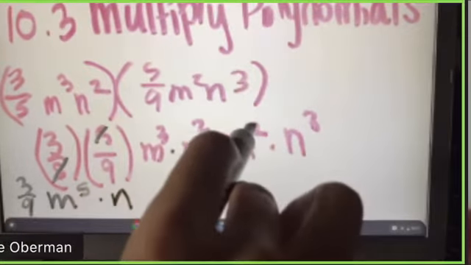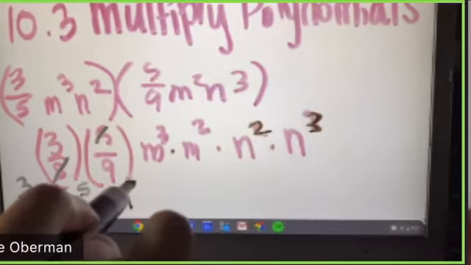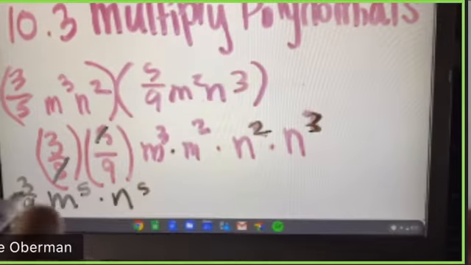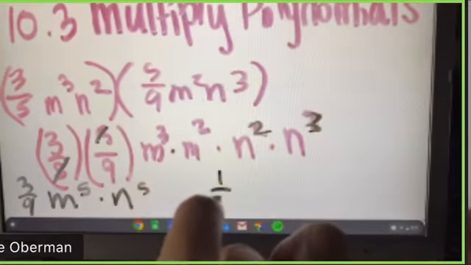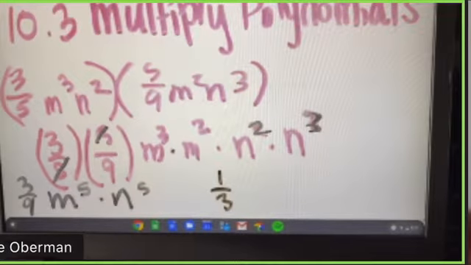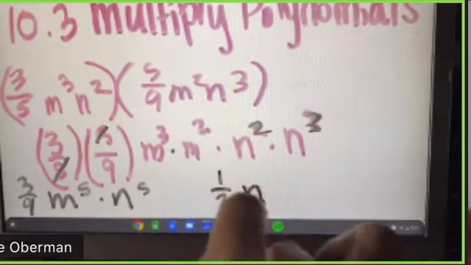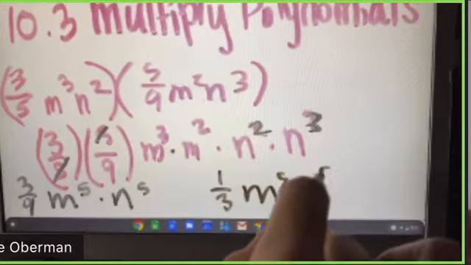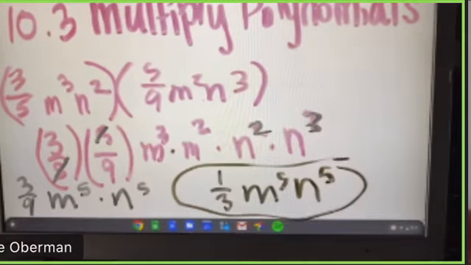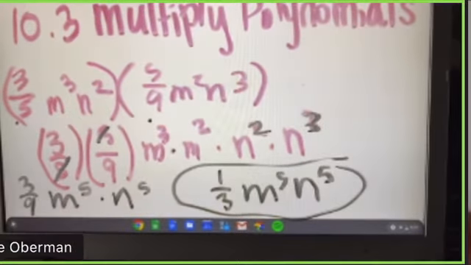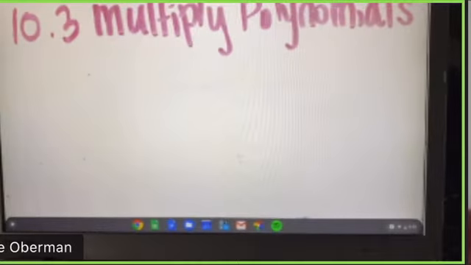So to the 5th. So then we can reduce this. So it would be like 1/3, right? Because 3/9 is 1/3. M to the 5th, n to the 5th. Okay? Does that make sense, guys? So that one is tricky because of the fractions. But otherwise, it's not too bad with like multiplying and combining our terms. Any other questions from the homework?